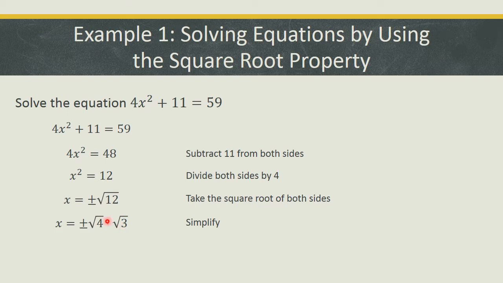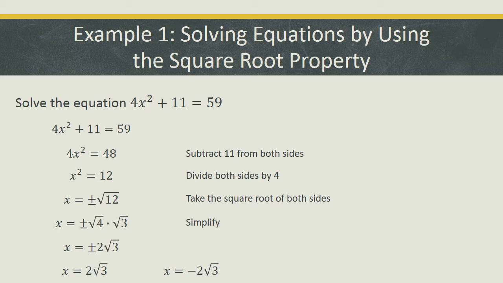Why am I doing that? This is stuff we did in the first chapter at the beginning of the school year. But the square root of 4 is a perfect square and breaks down to 2. So then we get x equals plus or minus 2 square roots of 3. This is in its simplest form right here. When you write this, what you're really saying is x equals 2 square roots of 3 and x equals negative 2 square roots of 3.